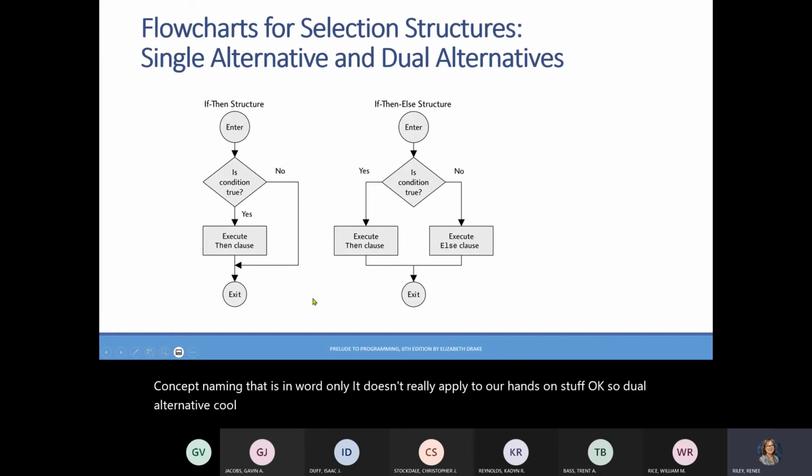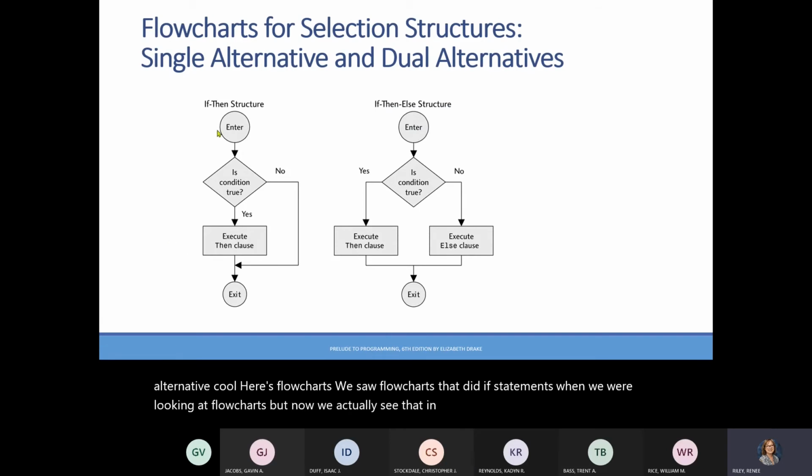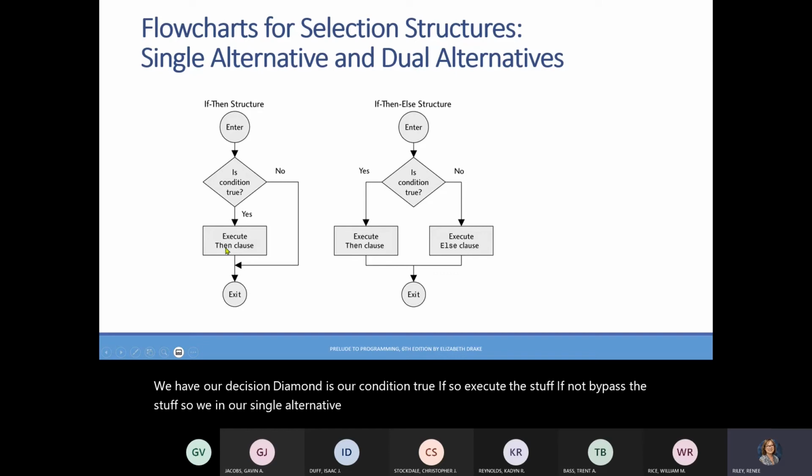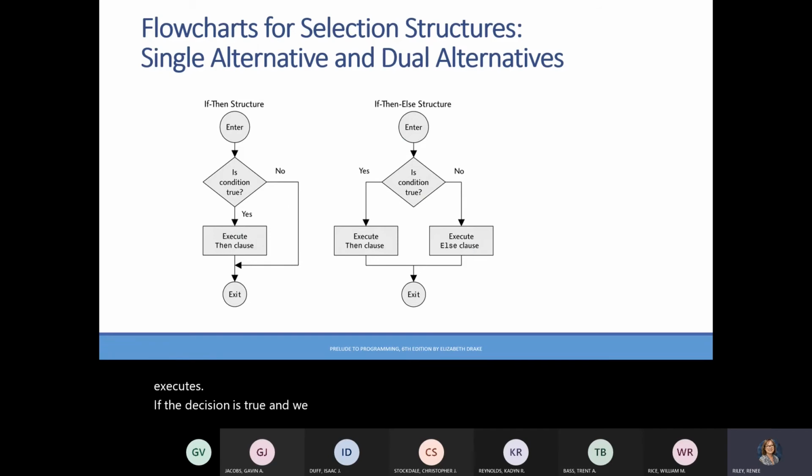Here's flowcharts. We saw flowcharts that did if statements when we were looking at flowcharts, but now we actually see that in our code. So here's our if structure. We have our decision diamond. Is our condition true? If so, execute the stuff. If not, bypass the stuff. In our single alternative, we only execute the body of our if statement if the condition is true. In our dual alternative, we have code that executes if the decision is true, and we have code that executes if the decision is false.